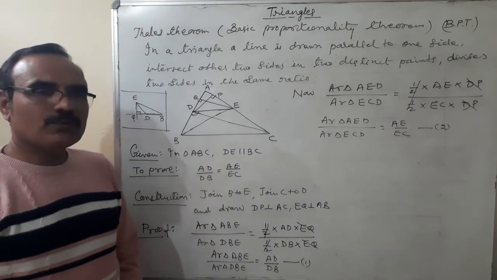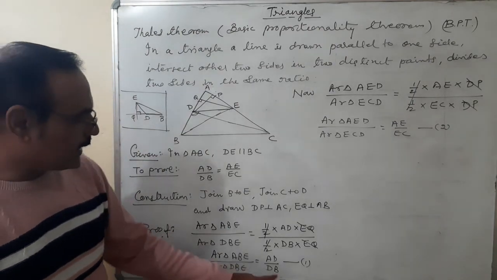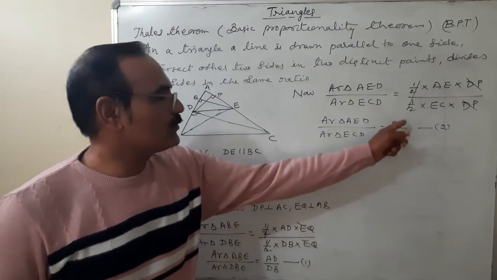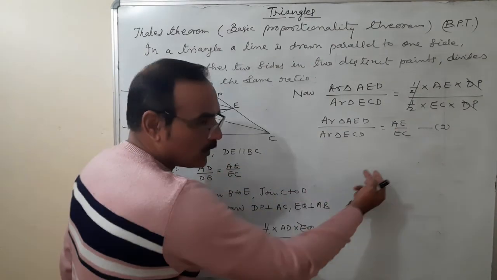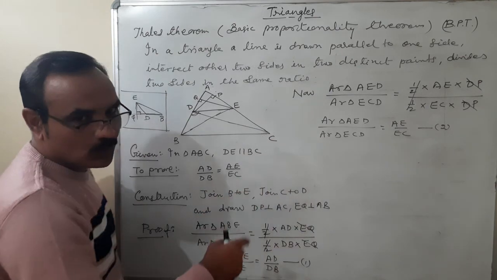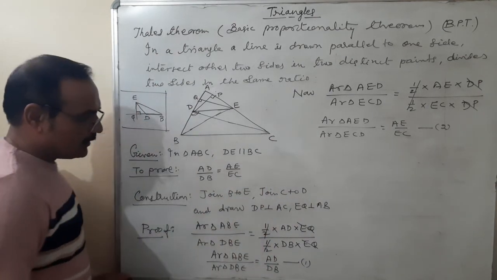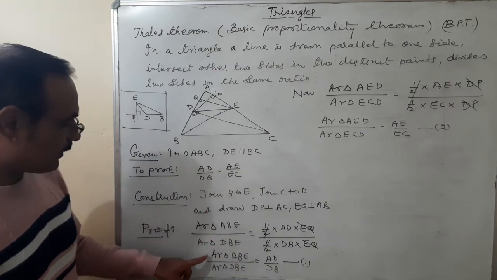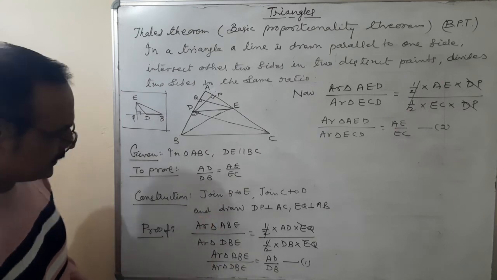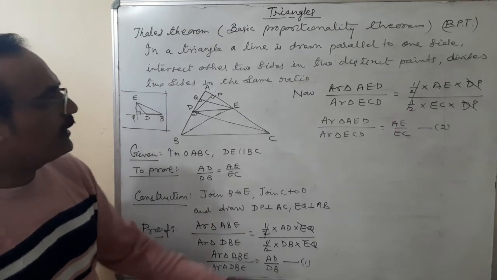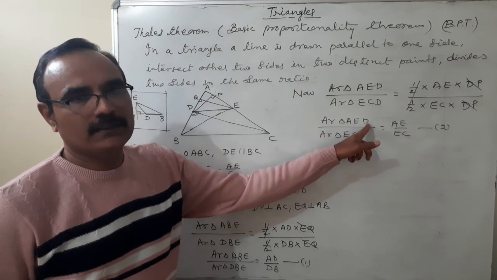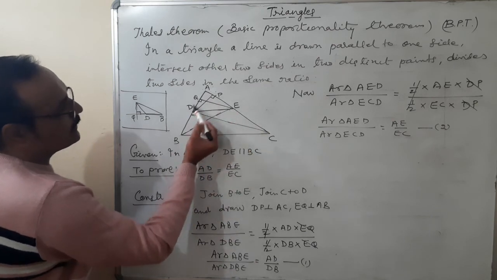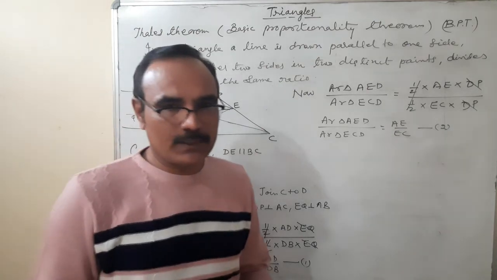Now look carefully at equation number 1 and 2. On the right hand side, AD upon DB and AE upon EC. Since we are going to prove that AD upon DB is equal to AE upon EC, for proving the right hand side equal, if we prove that their left hand side terms are equal, then automatically it would be proved. So let us see the left hand side of equation number 1 and 2, numerator and denominator. Numerator: area of triangle ABE, and here the numerator is area of triangle AED. Area of triangle ADE and area of triangle AED, both the triangles are the same, they are equal in area.